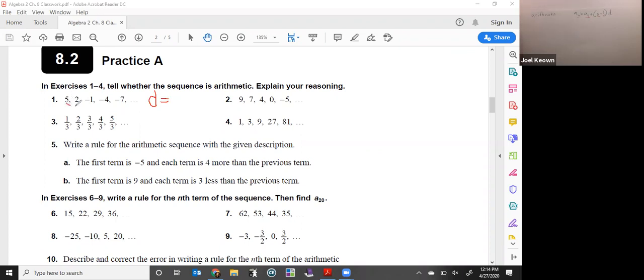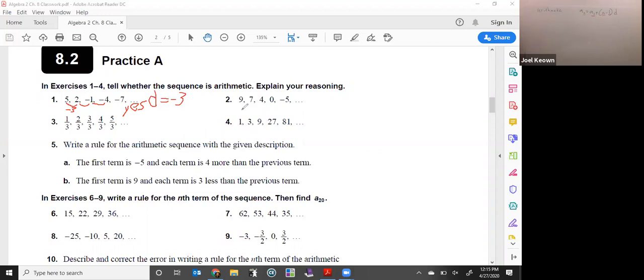Well, what do I keep going up, or in this case, down by? Well, from 5 to 2, I go down by 3. Down by 3, down by 3, down by 3. So here, my common difference is -3, and most importantly, yes, this one is arithmetic because I just keep adding, or in this case, subtracting, the same number over and over again. Let's look at number 2, 9, 7, 4, 0.